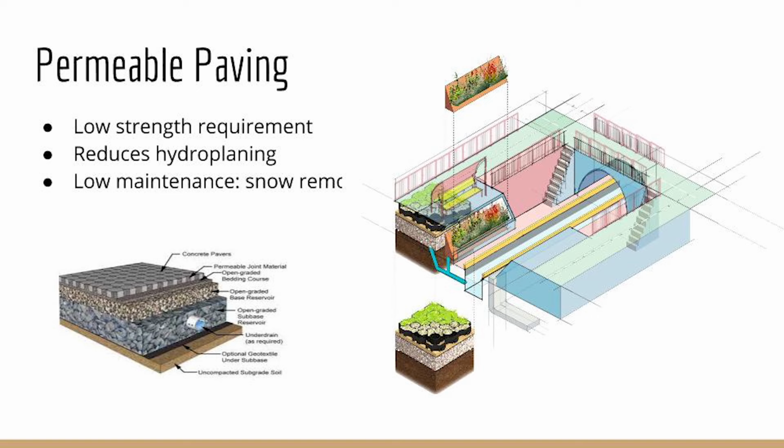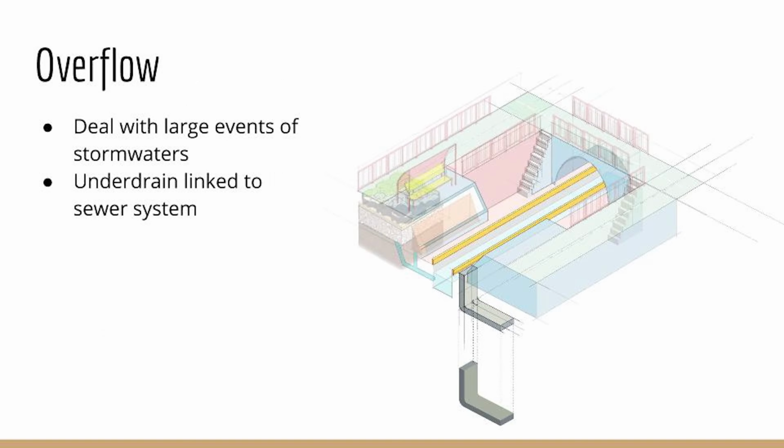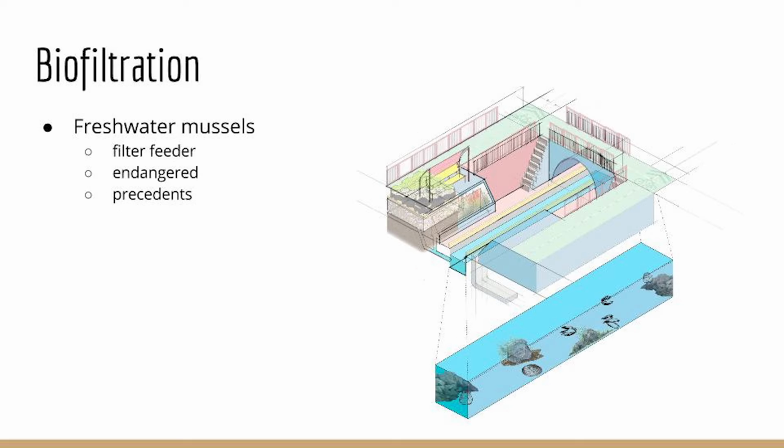We recognize that the water filtration capacity through bioretention alone isn't enough to deal with larger events of stormwater, so we propose to implement this overflow drainage system as demonstrated in this illustration, so that excess stormwater will be stopped by the yellow curbs and redirected to a sewer system, hence prevented from contaminating the site. And our final step is about biofiltration.